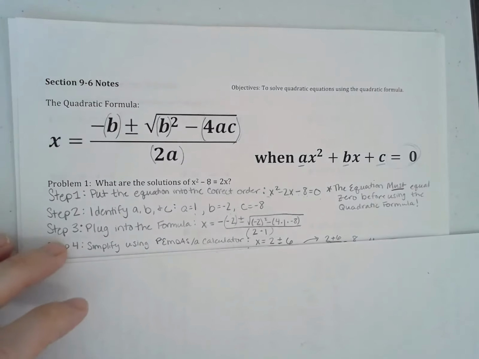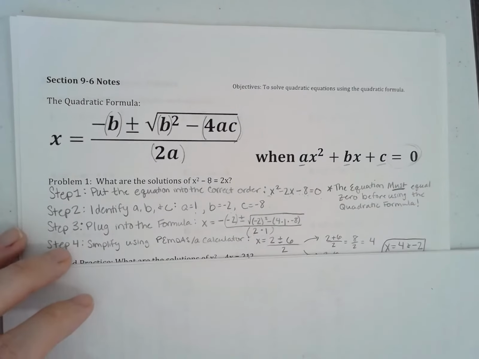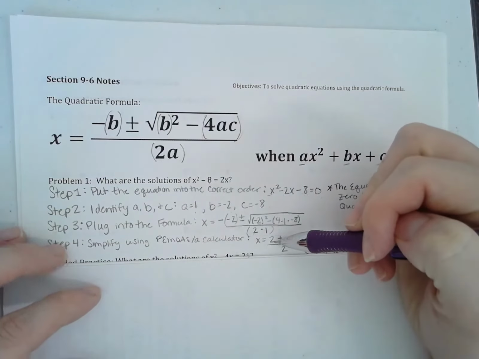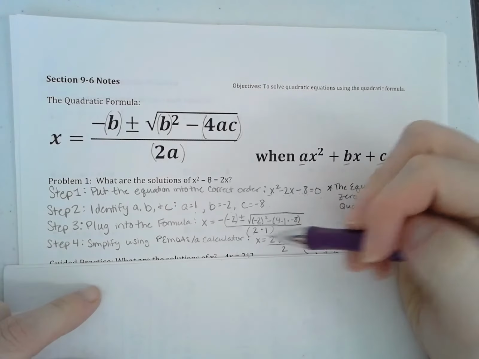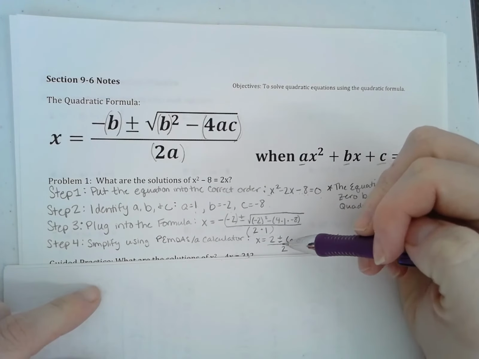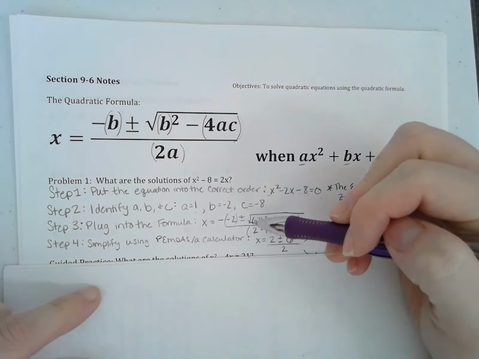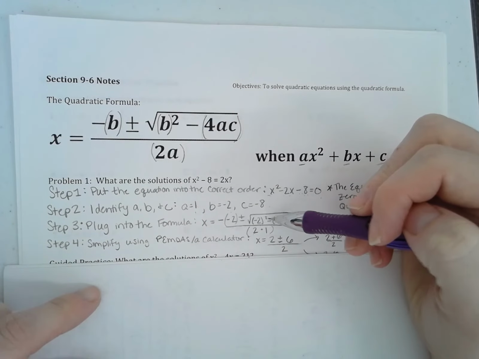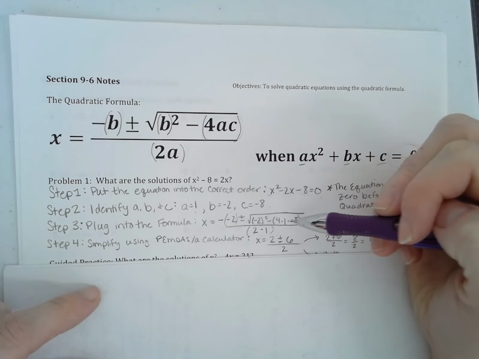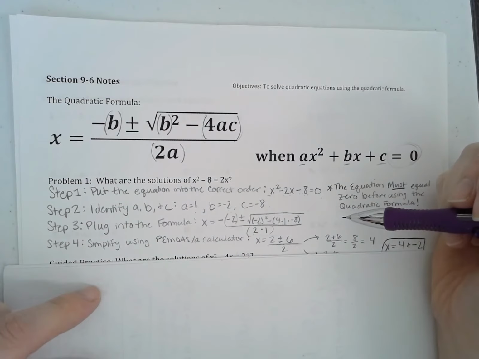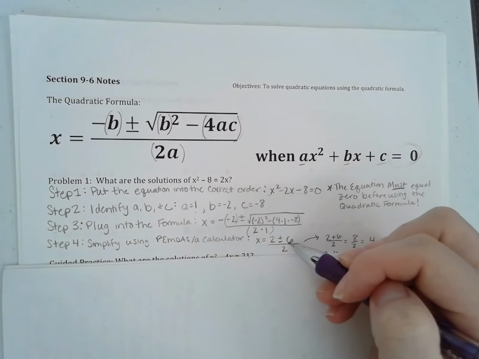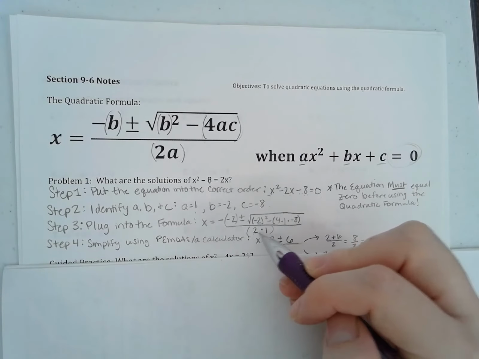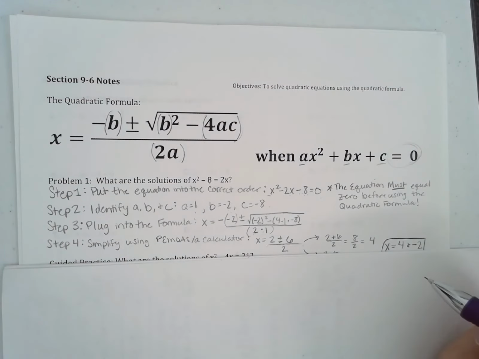So I can do that using a calculator. So the first part I plug in is negative, parentheses, negative 2, parentheses, and that'll give you 2. Plus or minus stays in the middle at the top. Then I can plug in this whole square root. So I'm going to do square root, parentheses, negative 2 squared, minus parentheses 4 times 1 times negative 8, and close the parentheses. If you hit enter, you should get 6. And then all over, you'll do parentheses 2 times 1 and get 2.